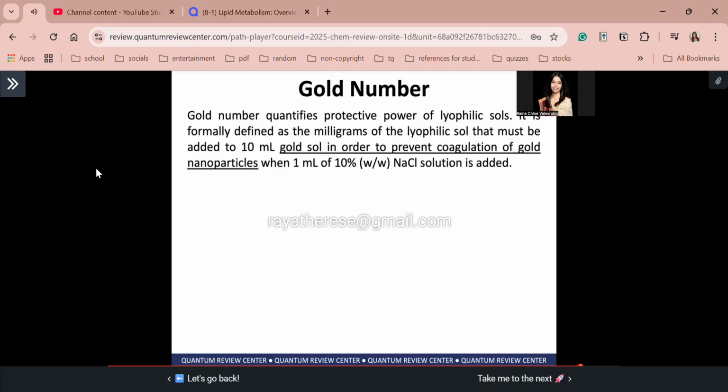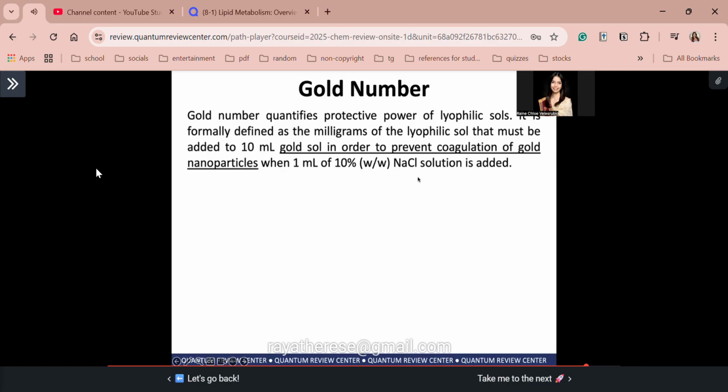Okay, yung gold salt, yun yung lyophobic salt nyo, right? Again, examples ng lyophobic salts are metals, right? So yung gold salt, yun yung lyophobic salt nyo. Now, gold number is the milligrams of the lyophilic salt na idadagdag mo sa 10 ml gold salt. Okay? Para i-prevent ang coagulation of your gold sol, specifically the coagulation of its gold nanoparticles when 1 ml of 10% NaCl solution is added.